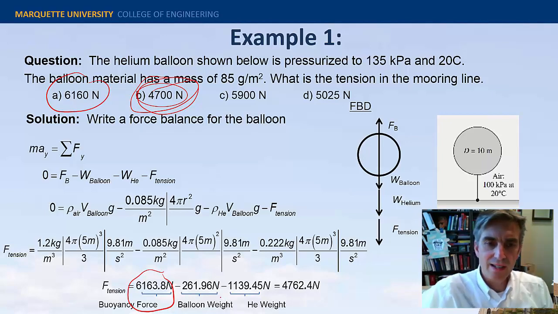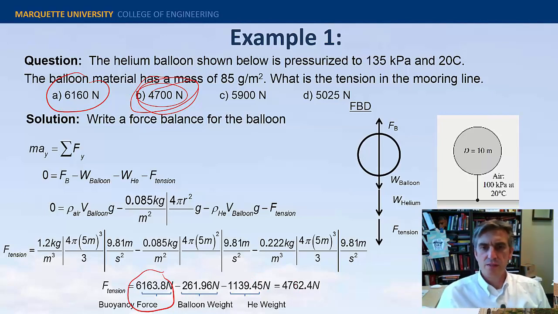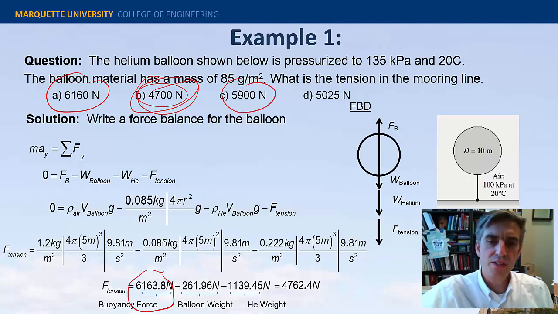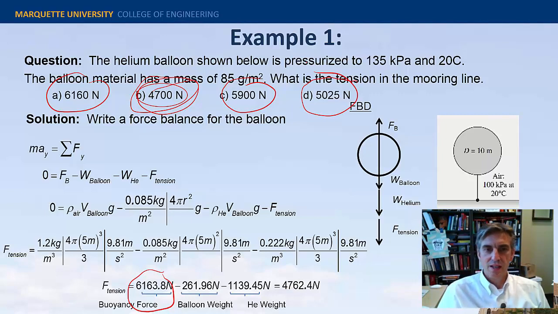Had I neglected, let's just say, the weight of the helium, that's a common mistake. That's about 1,200, 1,300 more, so then 4,700 plus 1,200 would be like 5,900 newtons. So that's that answer, neglecting the weight of the helium. And if I had neglected the balloon weight but had the helium, that would be about 260, so that would have been right over 5,000. That's what that guy is right there. So each of those answers is incorrect, but mistakes easily made by students.